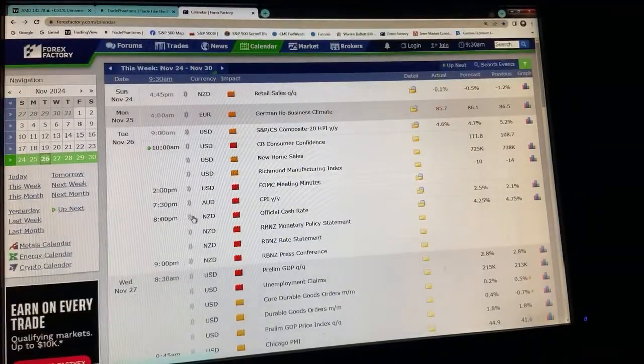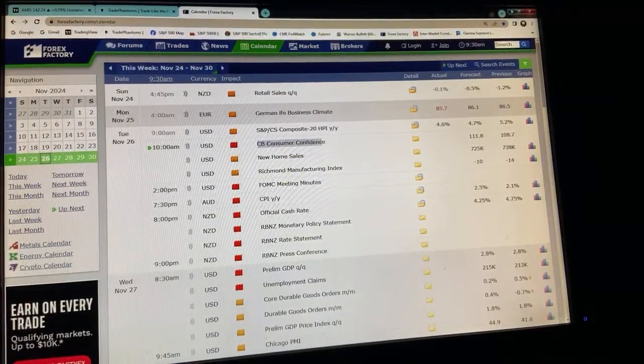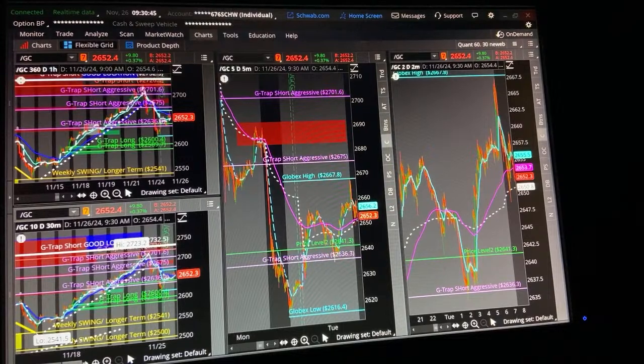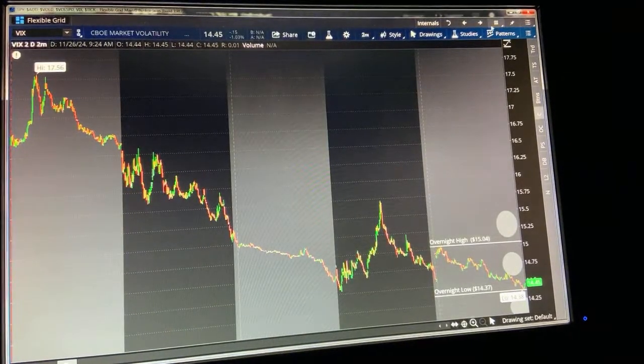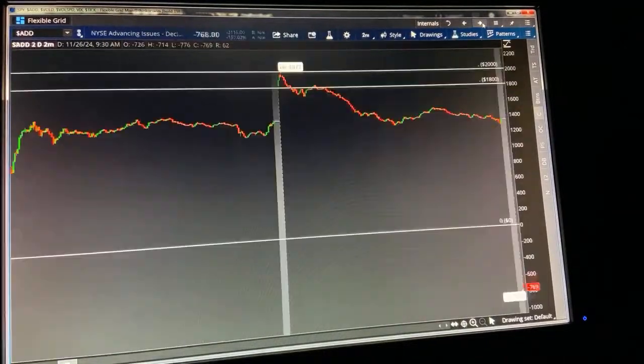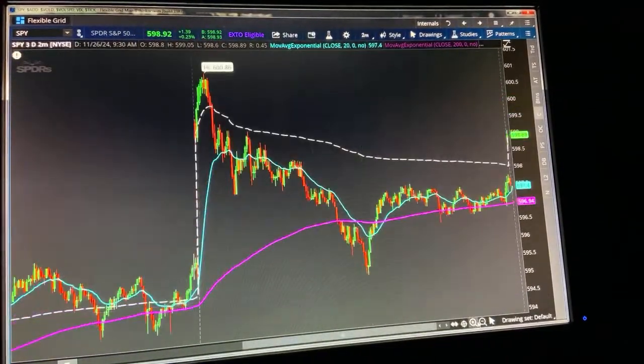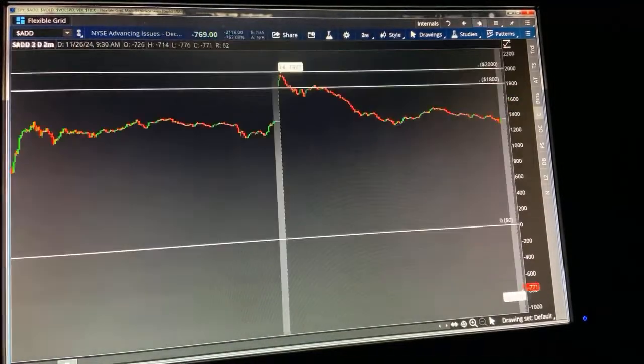We do have 10 a.m. consumer sentiment. So let me just get a quick look at the internals really briefly. Be patient off the open, especially today. I mean, always be patient. Holiday vibes all on the charts.